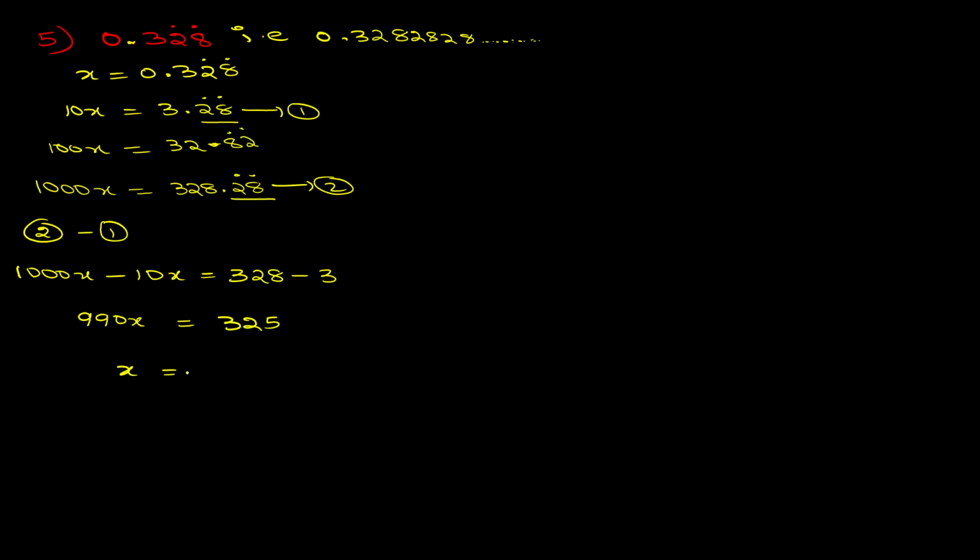So x will be equal to 325 divided by 990. And if you simplify this further, you can see the last digit is a multiple of 5. So we can divide this by 5. 5 6s are 30 and 5 5s are 25. 5 times 1, 5 9s are 45. 5 8s are 40. So we get here 65 over 198. So you can keep it as it is.